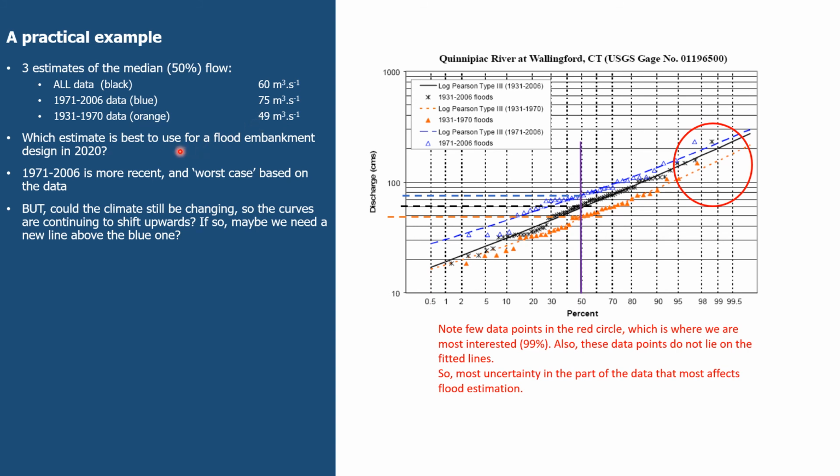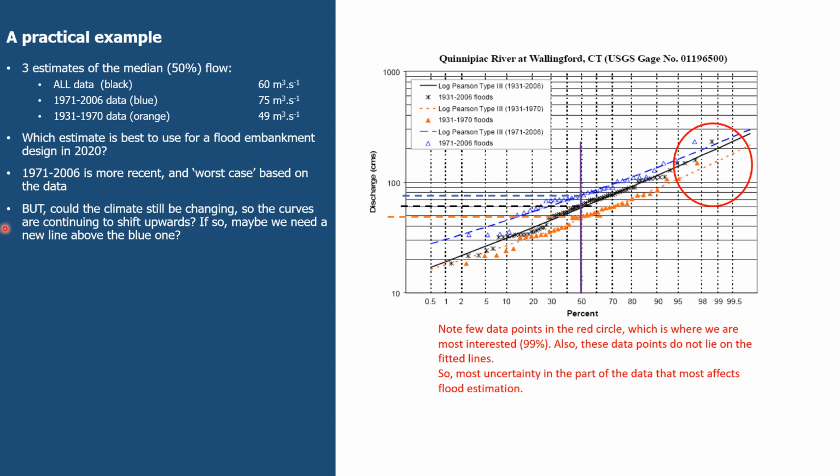So if we're going to design a flood embankment for this site in 2020, which of these estimates should we use? Should we use all the data at 60? Maybe we should only use the more recent data at 75. The more recent data is more recent, so maybe it reflects current conditions if climate's changing. It's also higher, so maybe it's worst case, and maybe it's safer to use the worst case rather than the longer term average, which maybe isn't quite so severe, but may lead us to underestimate the flood risk.